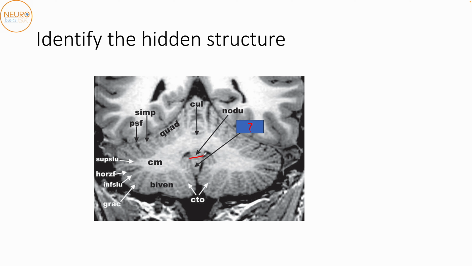Okay, so this is the nodule. So what is the structure below the nodule? Between the two tonsils and below the nodule, here we have the uvula.